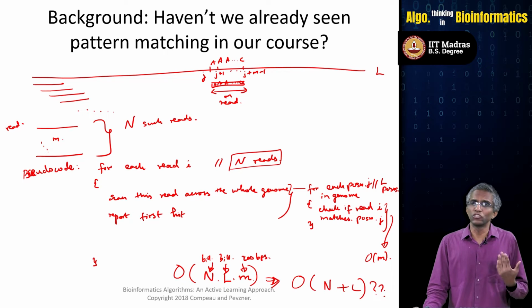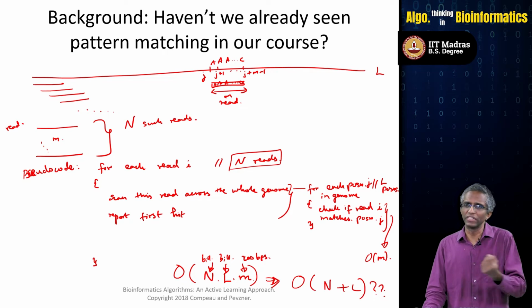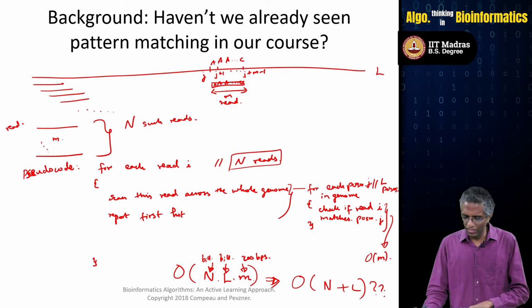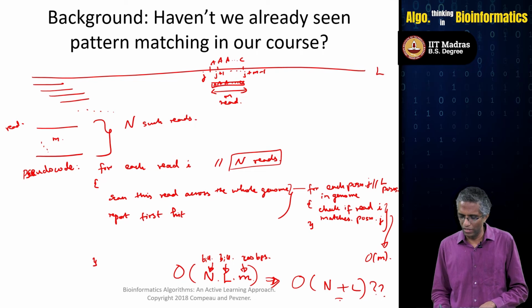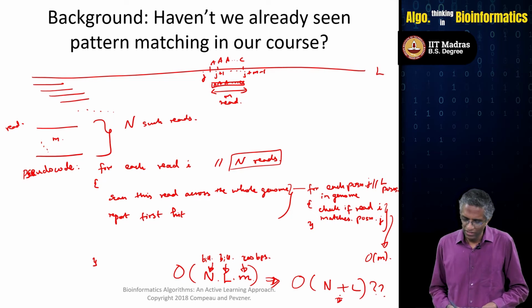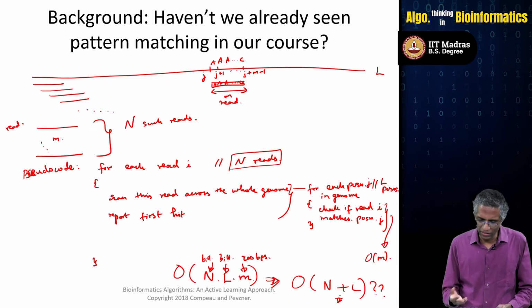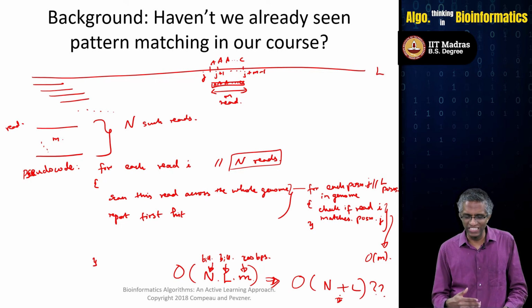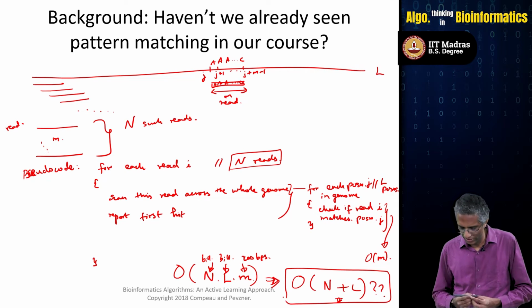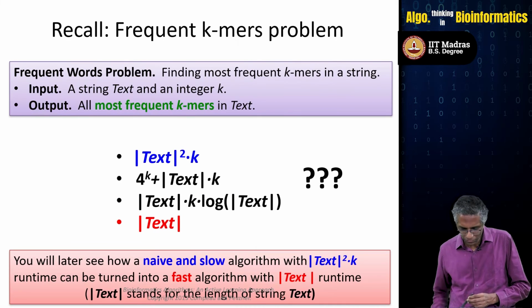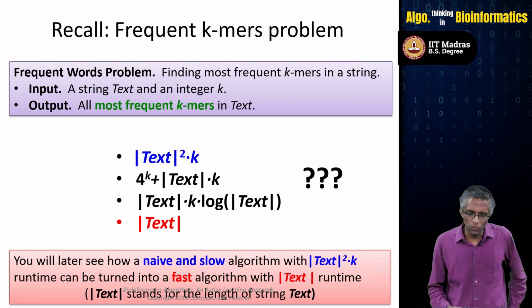And linear is good, because anyway to read the input we need to spend at least linear time. So instead of order of NLM, can we do something like order of n plus L, ignoring m factors? Can we do something like this? So that is the goal, and that is the reason that even though we have seen some simple pattern matching algorithms in this course, we don't have the tools yet to come up with an algorithm that runs in linear time.